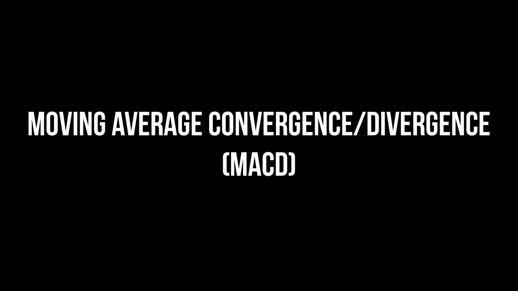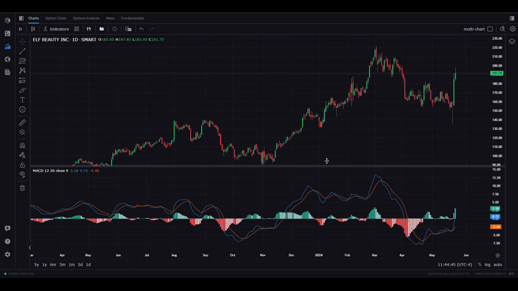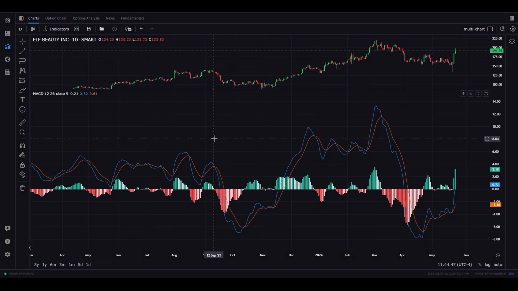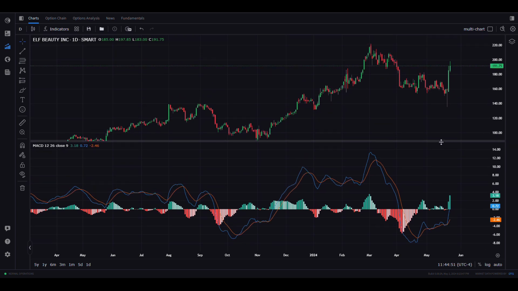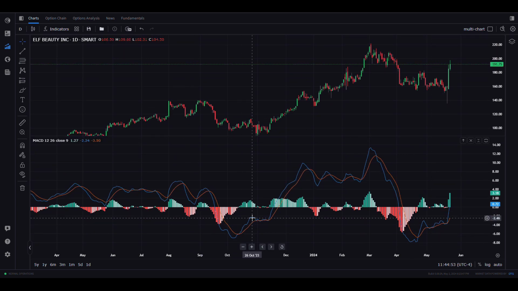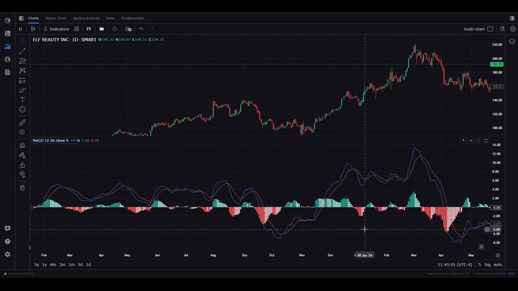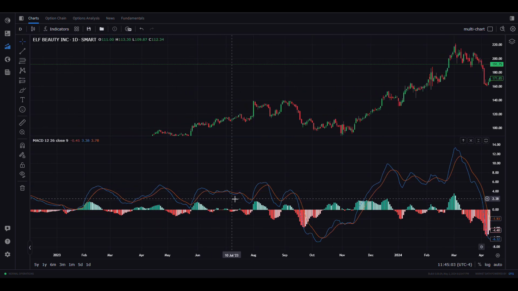Moving Average Convergence Divergence, MACD. Moving Average Convergence Divergence, also called the MACD, is a trend-following momentum indicator that shows the relationship between two moving averages of an asset's price. MACD consists of two lines: the MACD line, the difference between the 12-period and 26-period EMAs, and the signal line, a 9-period EMA of the MACD line.